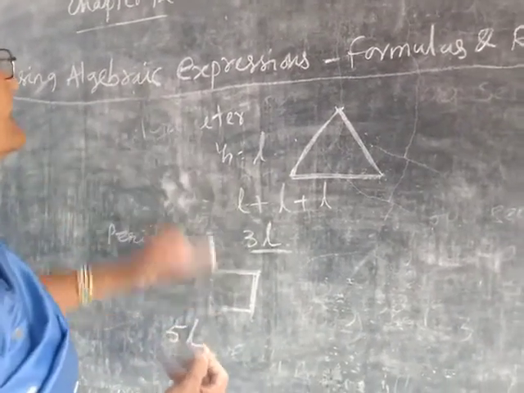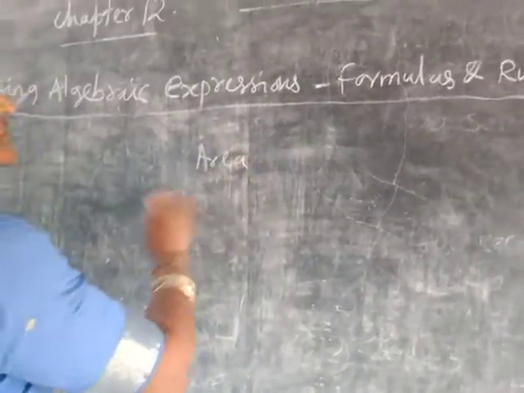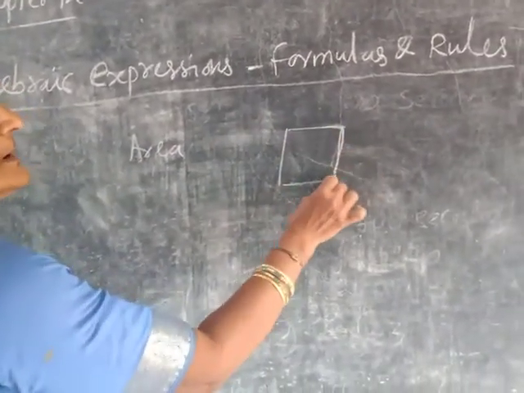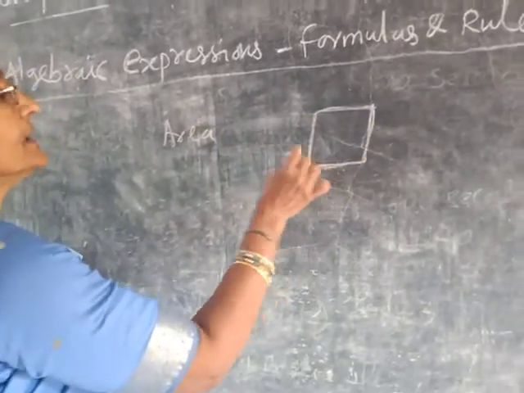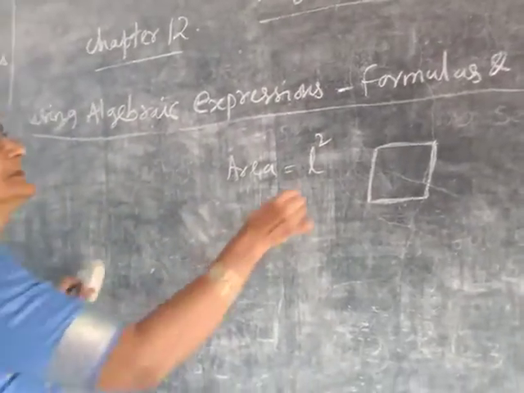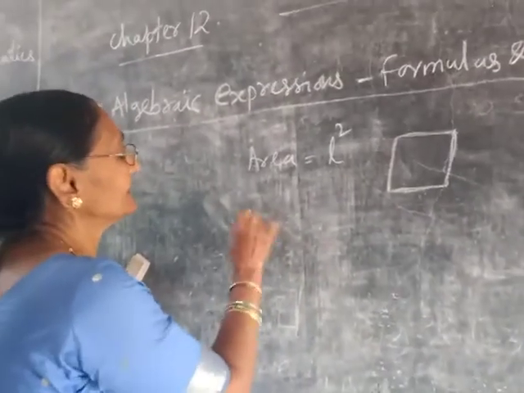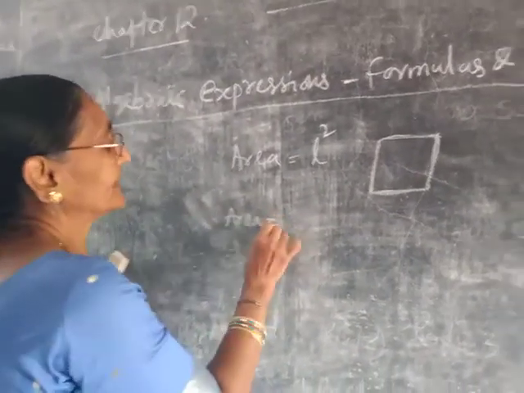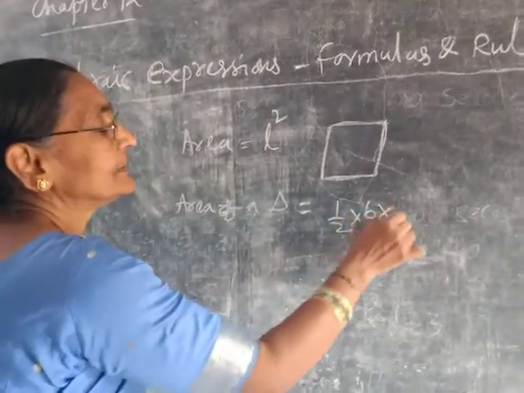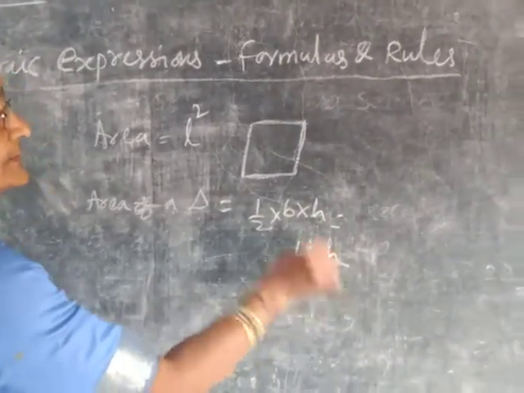Suppose the formula of the area of the square, all sides are equal. Then what is the area of the square? It is length square, side square, that is S into S. If I have taken the side as L, then that is L square. Like that way, area of the triangle. What is the formula? That is half base into height, or B into H by 2.